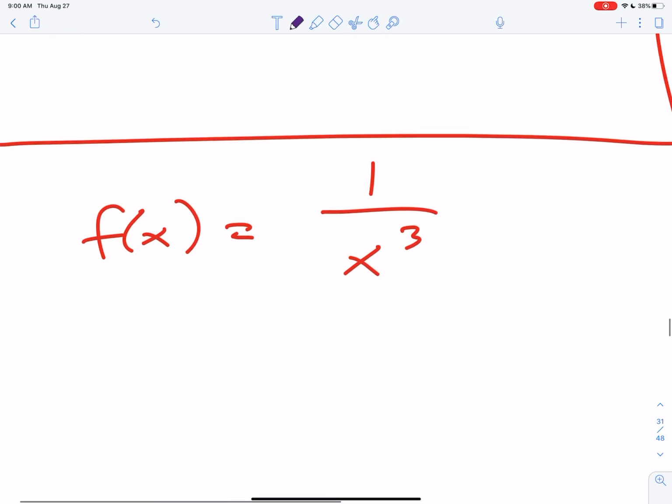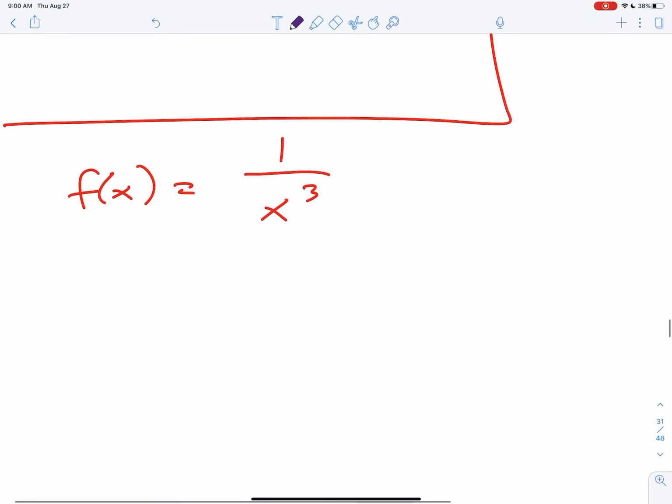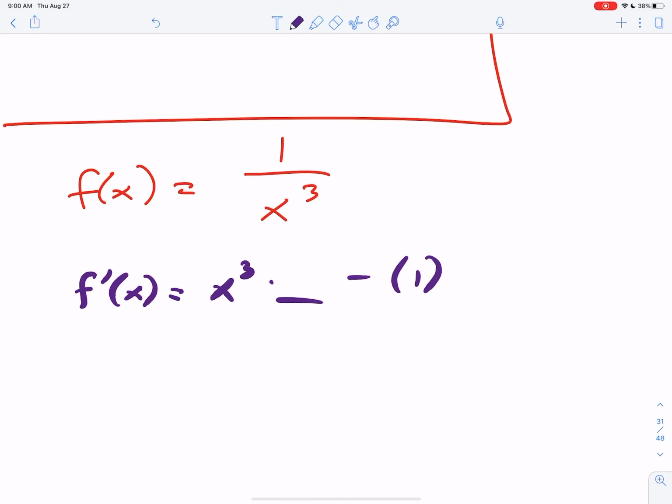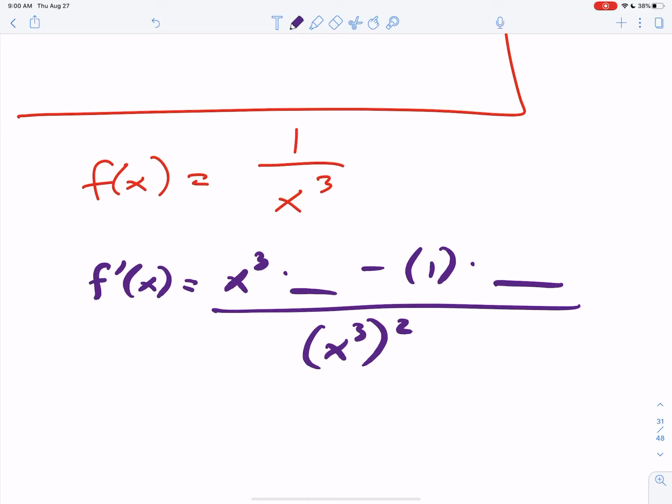Let's take a look at this one. F of x is 1 over x cubed. That is a quotient. So, should I apply the quotient rule? Here we go. F prime of x equals the bottom times the derivative of the top minus the top times the derivative of the bottom, all over bottom squared. The derivative of the top, the derivative of 1, is just 0, and the derivative of the bottom is 3x squared.